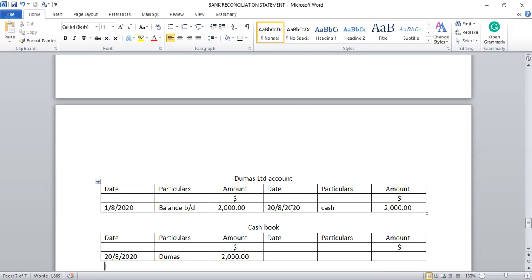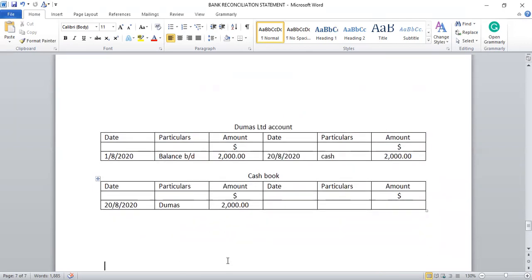Now he paid by check. So when he paid the check, we have to cancel it, or credit his account. So we come to date 20th August 2020, particular cash, it was going to the cash book, amount $2,000. So we have canceled his account. Then we come to our cash book. We are receiving the check, so we have to debit it. So on the left-hand side, date 20th August 2020, particular Dumas, we are receiving the check from Dumas, $2,000. I hope it is well understood. That is the initial entry when we receive the check.